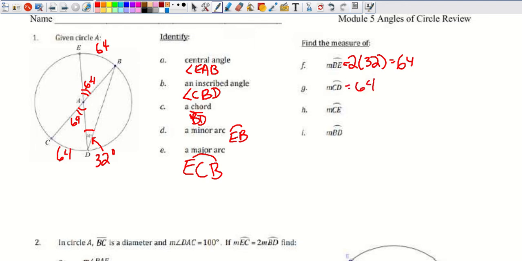Arc CE, you remember, is supplementary because it forms 180 with the diameter there. So it's 180 minus 64, which is going to be 116 degrees, and the BD is going to be equal to the same thing.